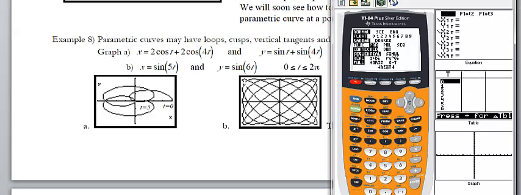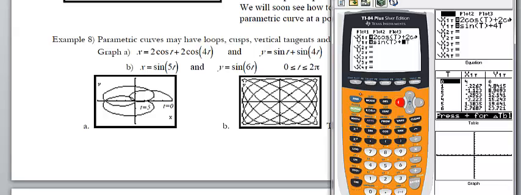Let's go down to parametric. Enter, and then when we go into our y equals, they've got x1, they've got y1. So all we're going to do is write our equation: 2 cosine t plus 2 cosine of 4t, and then for our y we got sine of t plus sine of 4t. I'm missing a sine. Close that up. And now the other thing we want to do is we want to get a good window.